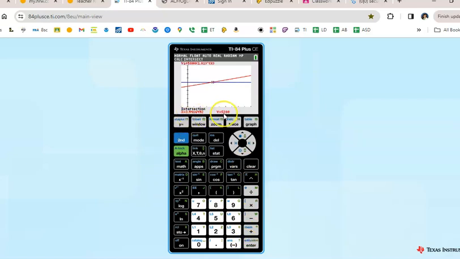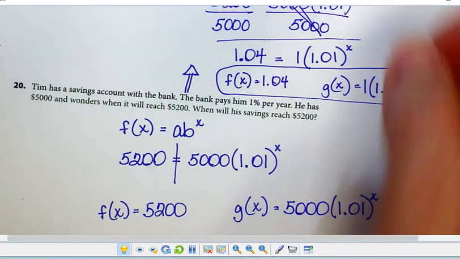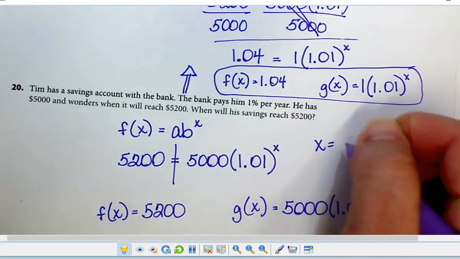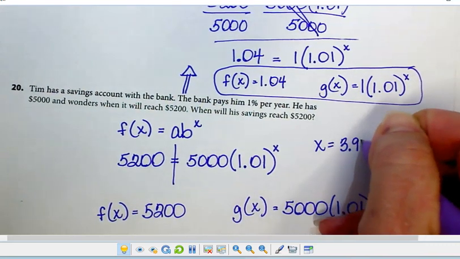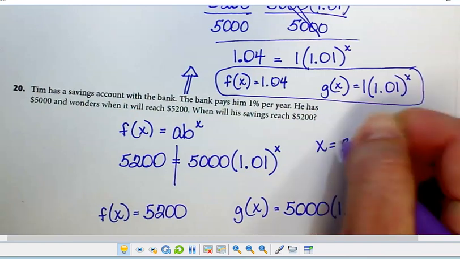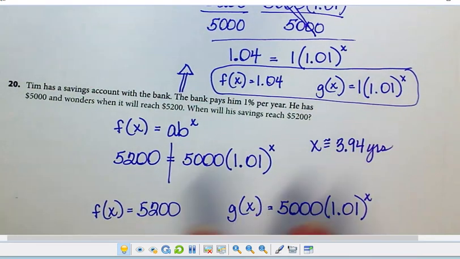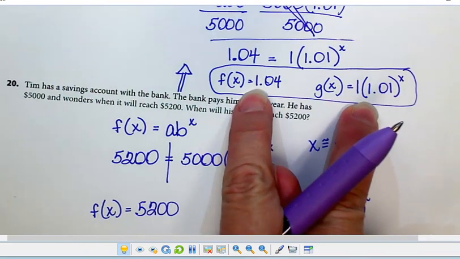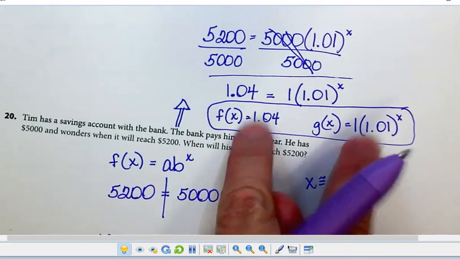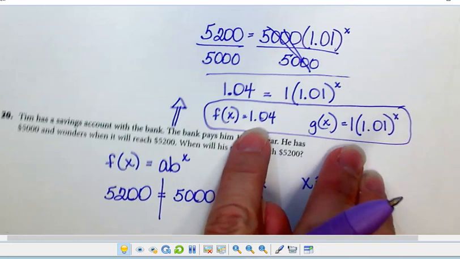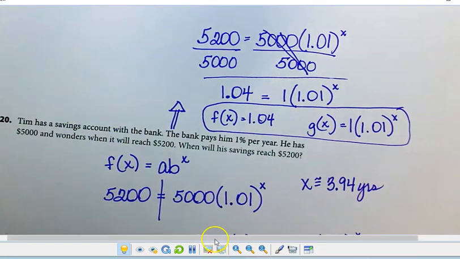Okay. And it says that both lines will have a Y value of $5,200 at 3.94. So it's going to be just under 4 years. Okay, X is 3.94 years. That's not exact, so we'll put the little squiggly. But we did it this way first. Now let's go clear everything and do it this way. It's the same equation, but remember we reduced. But just to prove that, you know, it's all the same.